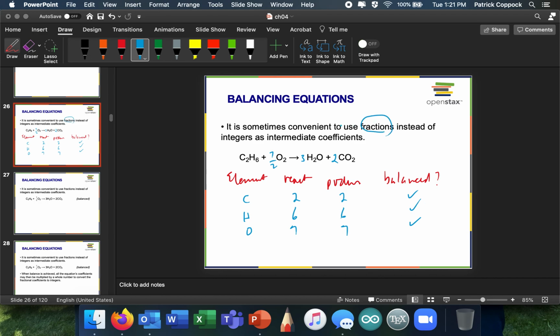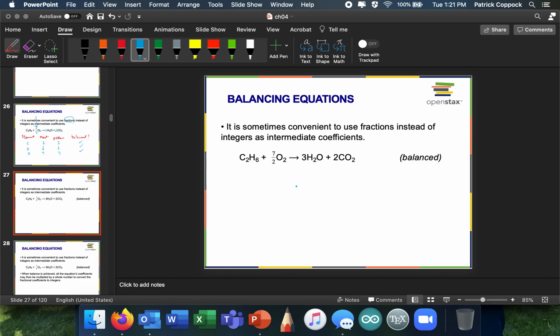Now I asked you before to always have whole number coefficients. This is not a whole number coefficient. That is not a whole number coefficient. So in order to solve that, let's look at what we're going to do. Okay, so this is what I got, right? Was that what I had? 3, 2, yep. 7 halves, 3, and 2. Yep, because I can make mistakes in that, right?